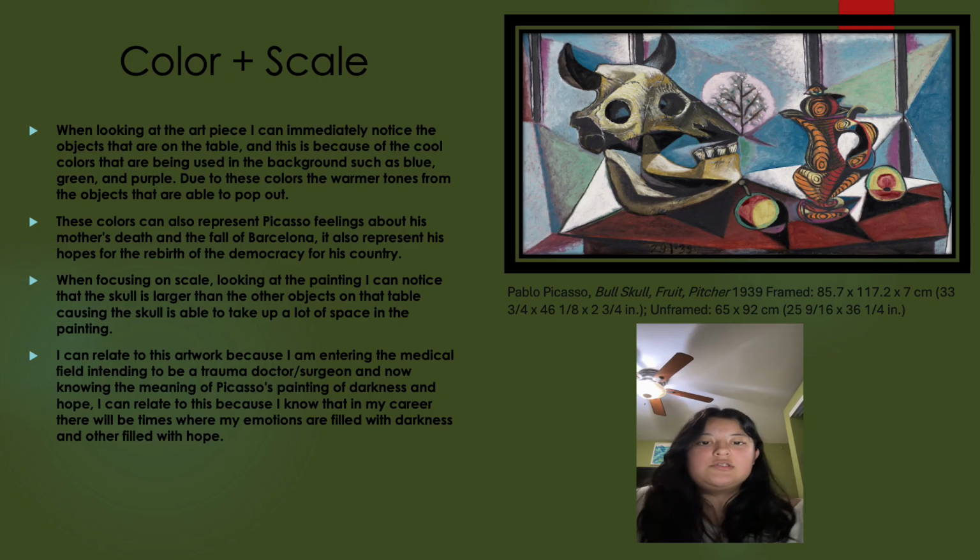My name is Junior Lopez, and I'm a freshman at FAU majoring in medical biology. The elements I'll be talking about are color and scale. When looking at the art piece, we can immediately notice the objects on the table. This is because of the cool colors that are used in the background, making the warmer ones pop out. These colors could also represent Picasso's feelings about his mother's death and the fall of Barcelona. It could also represent his hope of rebirth for his country. When talking about scale, we can notice that the skull is larger than the other objects.